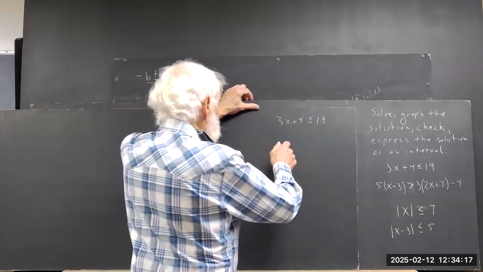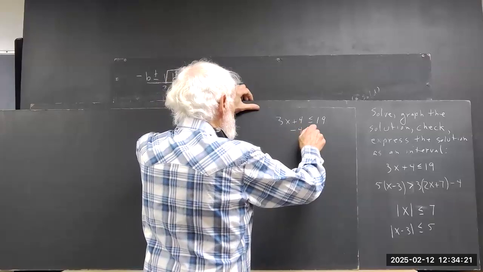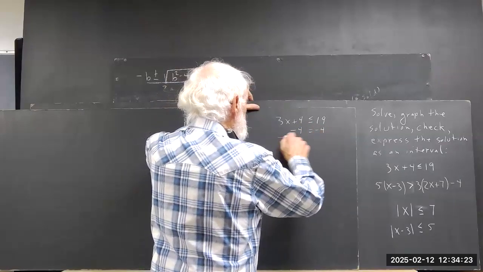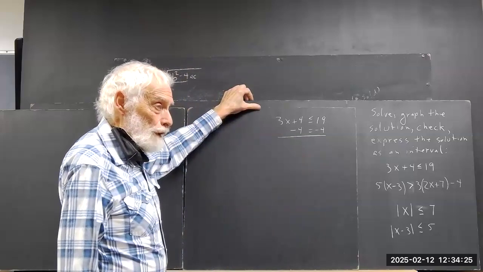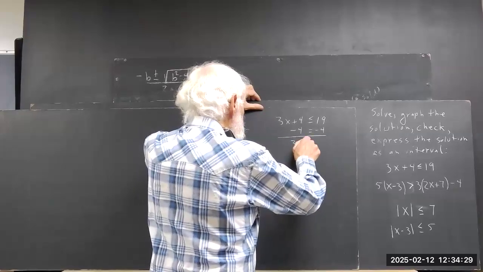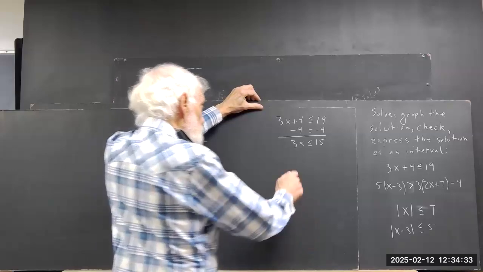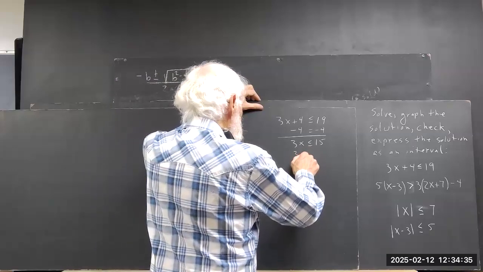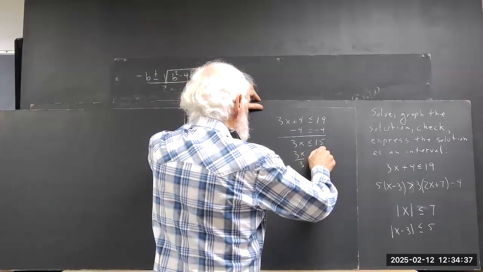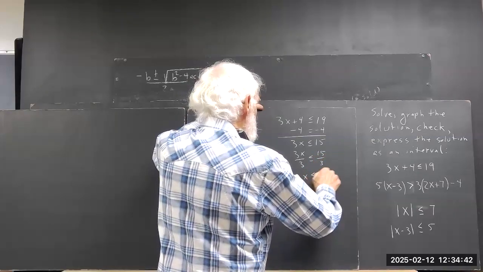Okay, so what do we do? Well, people like to subtract equations or add equations. So if we add this equation to this equation, we get 3x less than or equal to 15. And then we divide both sides by 3. So x is less than or equal to 5.